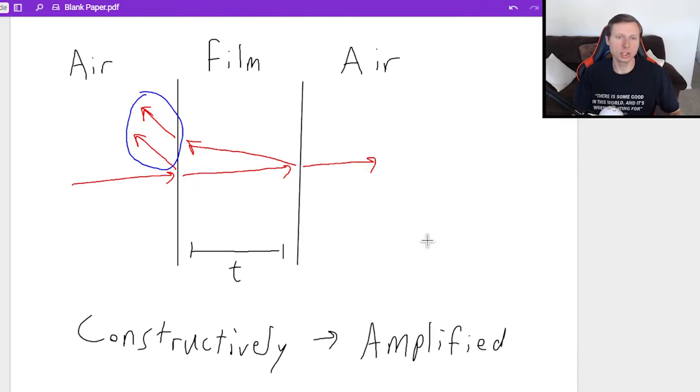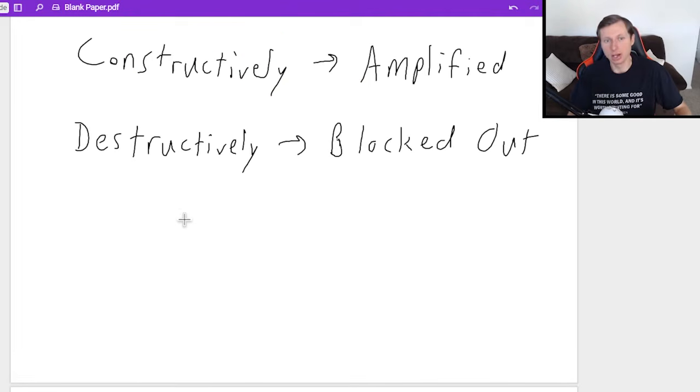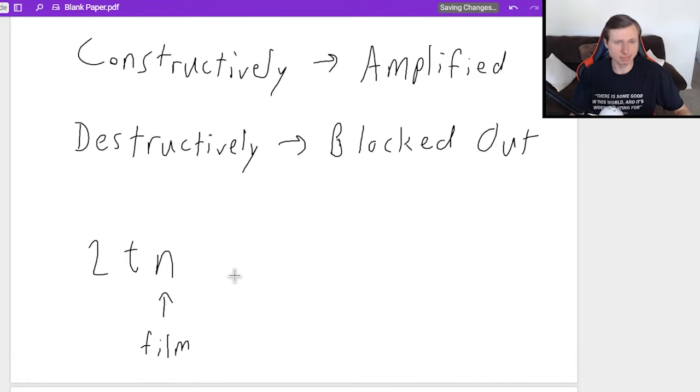And here's the equation we're going to use to determine if the light was constructively added together or destructively added together. The equation is 2 times T, where remember T is the thickness, and then times N, where that is N for the film specifically, not air on the other sides. And that is equal to M times the wavelength of the light.